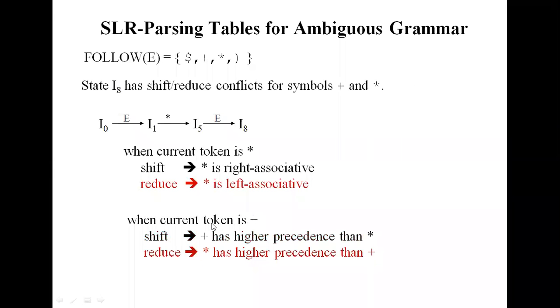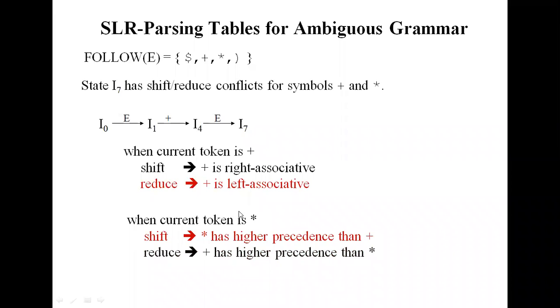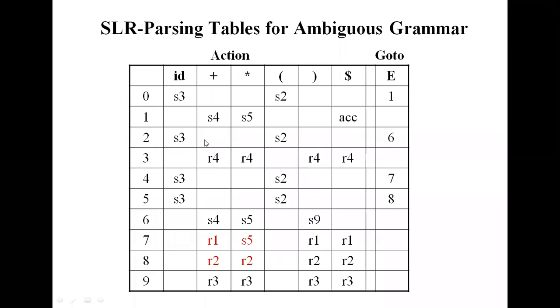And while coming to the token star, that means the terminal star, here also I have a shift reduce conflict. While comparing the operators, star has higher precedence than plus. So that's why I am using a shift. Instead of these two, I am using this shift by resolving the conflict, and here I am using the reduce instead of continuing the conflicts. So see, at 7 and plus it is R1, and at 7 and star it is S5.